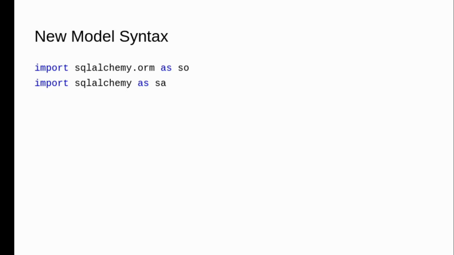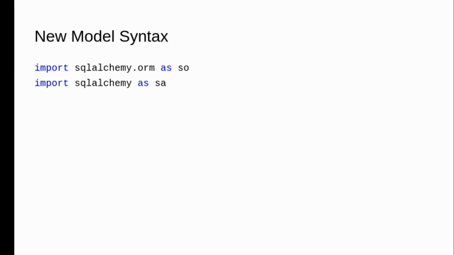Something that I'd like to do, you don't have to do this, but the SQLAlchemy package has a long list of things that you can import. And if you import them individually, you end up having a long list. So something that I adopted recently is to basically get SA is SQLAlchemy, and then SQLAlchemy.orm is SO. And this gives me access to all the things that I need to work with SQLAlchemy.